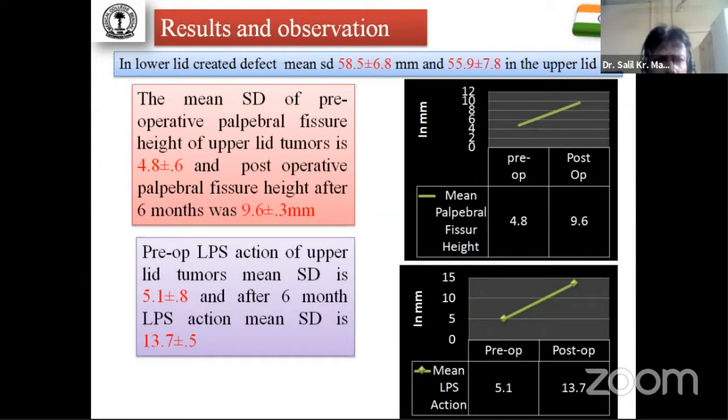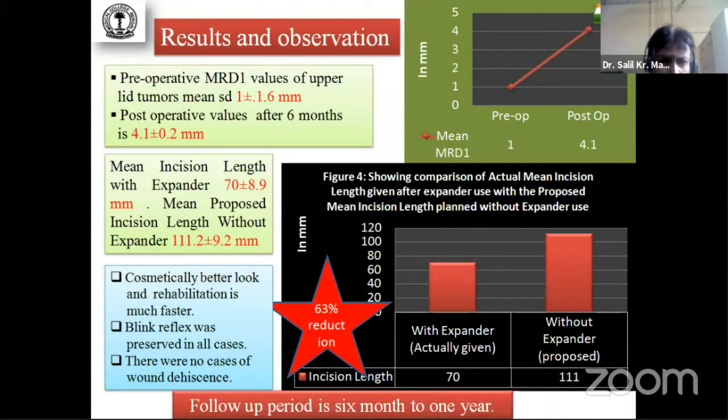The mean preoperative palpebral fissure height was 4.8 to 9.6. Preoperative LPS action for upper lid tumors was mean 5.5 to 13.7. Preoperative MRD1 value for upper lid was 1 to 4.1, and postoperatively after 6 months, the mean incision length with expander was 70 with the standard deviation. Mean proposed incision length without expander was 111.